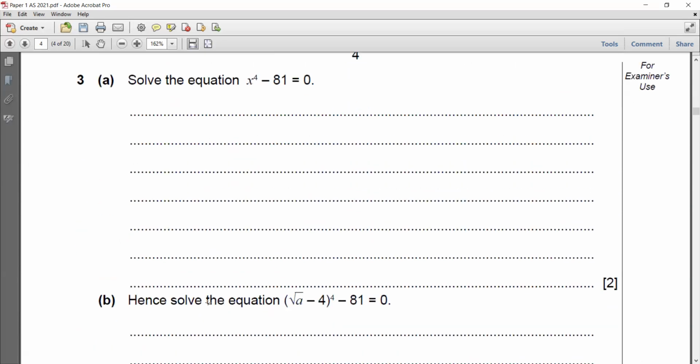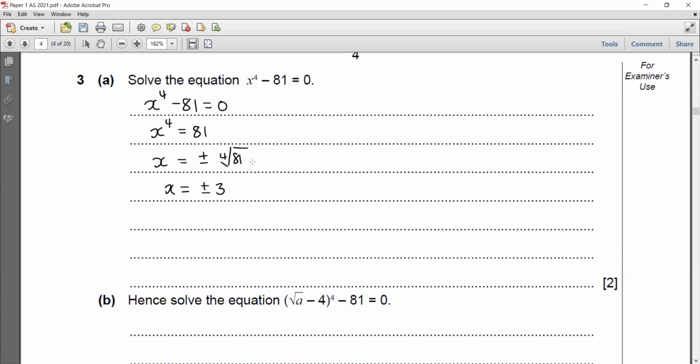Question 3. Solve the equation x to the power of 4 minus 81 is equal to 0. So this one, pretty simple to solve. We have x to the power of 4 minus 81 is equal to 0. We can have x to the power of 4 is equal to positive 81. So this negative 81 goes to the other side and it becomes positive. And then you take plus or minus the 4th root on both sides. So we have x is equal to plus or minus the 4th root of 81. And you get x is equal to plus or minus 3.